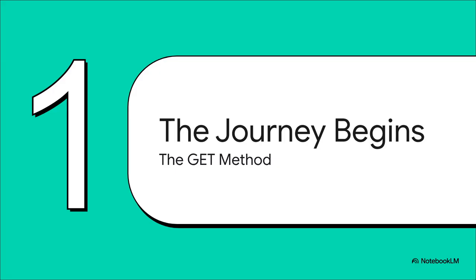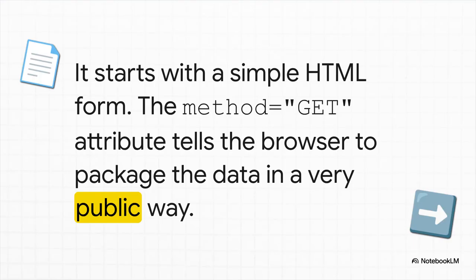All right, so our data's journey kicks off with probably the most common method you're going to see out there in the wild. We're talking about a simple HTML form that uses what's called the GET method. So it all starts right here, with this one little attribute in the HTML, method equals get. This simple instruction is everything. It tells the browser exactly how to package up all the data from these input fields for the first leg of its journey. And, as you'll see, it's a very public way of doing things.